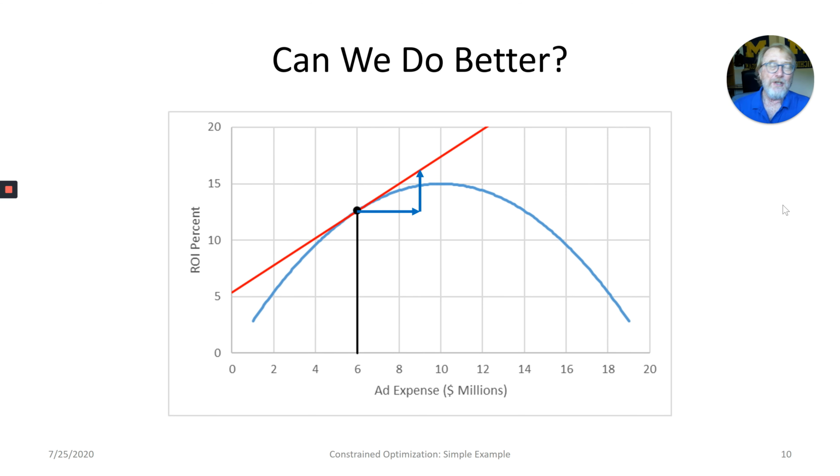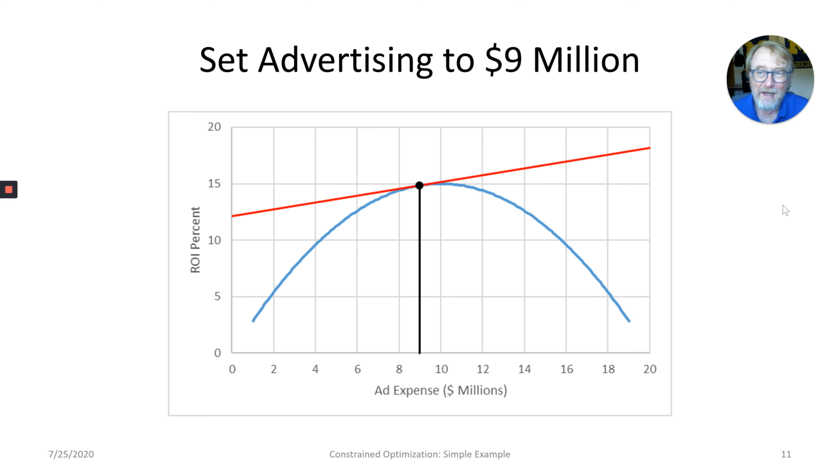And you say, well, could we do better? And yeah, the red line, the tangential red line is still pointing up, positive slope. It's not as steep as before, but still pointing up. So yeah, we can go ahead and increase your advertising expenditures. Let's go ahead and increase it to 9 million. So, okay, wow, you made even more money for us, 15% ROI instead of around 12%. So, wow, you're going to be really, really popular in the company.